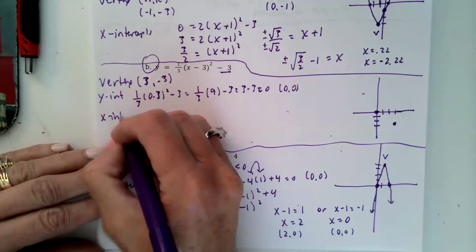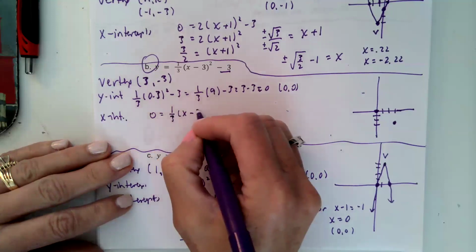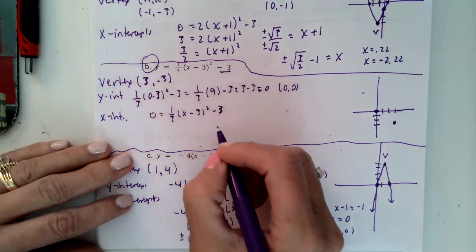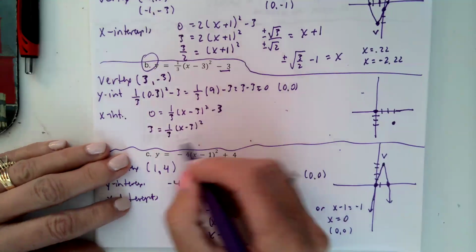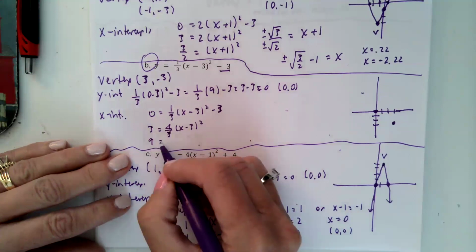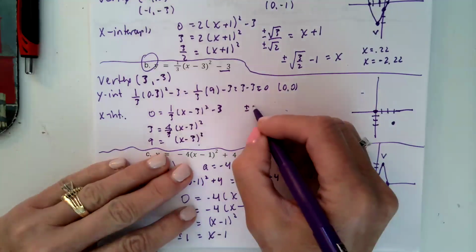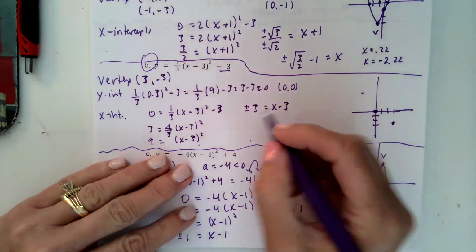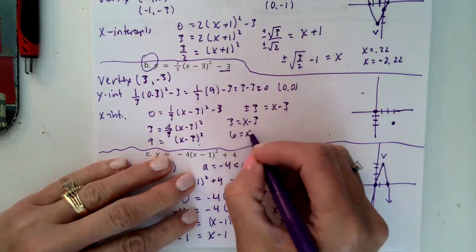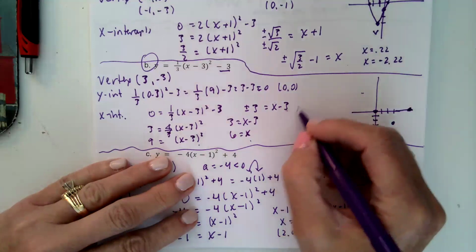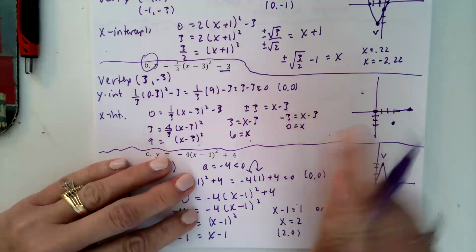And the x-intercepts we can find here by setting equal to 0. If I add 3 to both sides, I'll have 3 equals 1/3 times x minus 3 squared. I'm going to multiply 3 both sides to cancel out this 1/3. So I'll have 9 equals x minus 3 squared. And then when I take the square root of both sides, I will have plus or minus 3 equals x minus 3. So I'll have 3 equals x minus 3. So if I add 3 to both sides, x equals 6 is the one over here. And then the other one is I would have a negative 3 equals x minus 3. So when I add 3, I get 0. And that's the one we already knew.